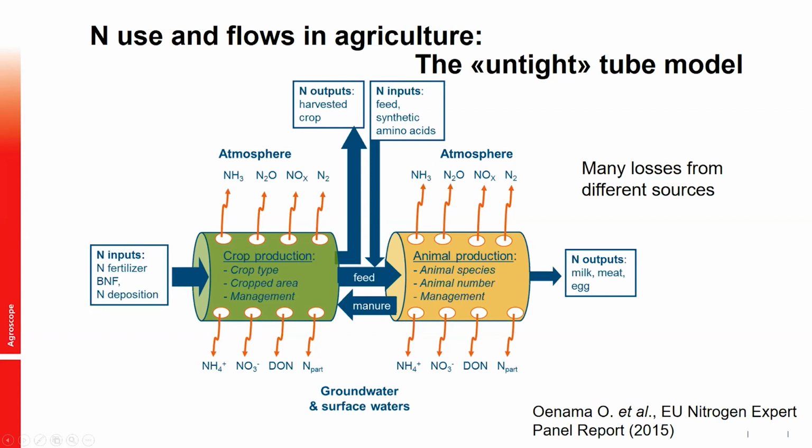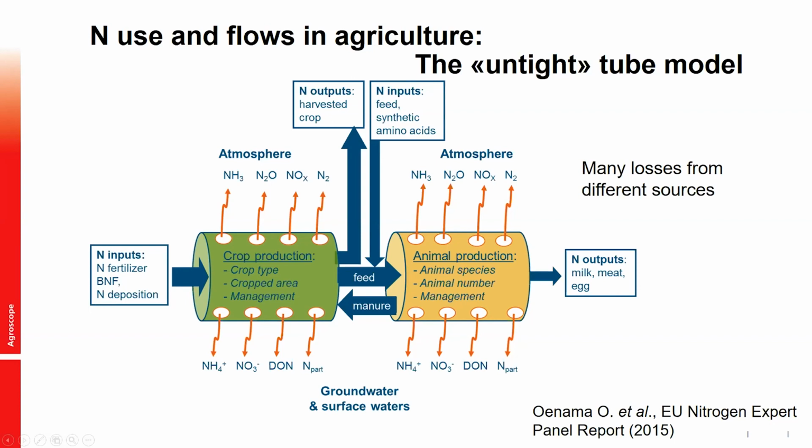On the left-hand side, you see the crop production systems, where you have different types of crops, different varieties, different management options. You have input by fertilizers, deposition, biological nitrogen fixation, and so on. And the small arrows you see in red here are a lot of different losses we can have. So we have nitrous oxide, ammonia, N2, which is not very dangerous, but also nitrate and ammonium.